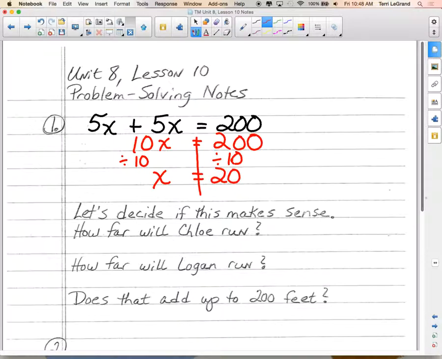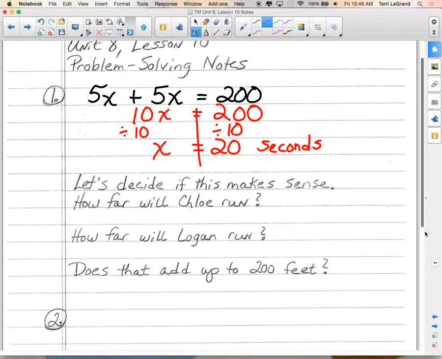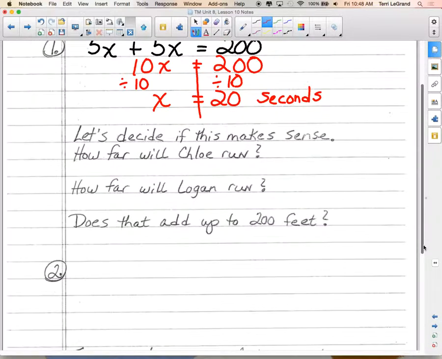If you look back at your other sheet, I bet you know what kind of label you need to give that 20. What is it? 20 what? Go look at what x is. What's x? Seconds. This is seconds. And before we go back to our other sheet and write our sentence, let's answer these questions that I posed here for us. Let's decide if this makes sense.